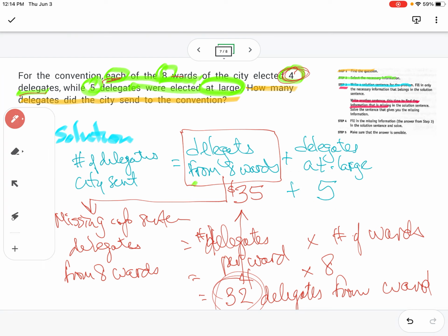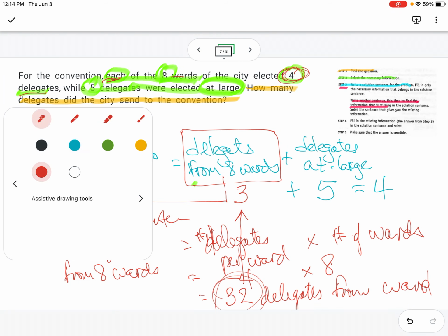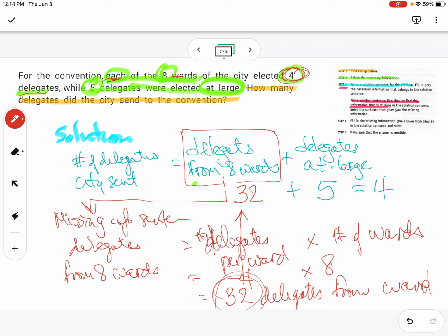And I can say that my solution now is going to be 40, wow, dollars. Why did I put a dollar sign there? Maybe you caught that. That's 35 people. So, no, it's not 35 people. Maybe you caught that too. That's 32 people. Wow. This is how easy it is to make a mistake. 32 people, delegates from the wards, plus 5 delegates at large gives me a total answer of 37 delegates altogether. There's my answer.